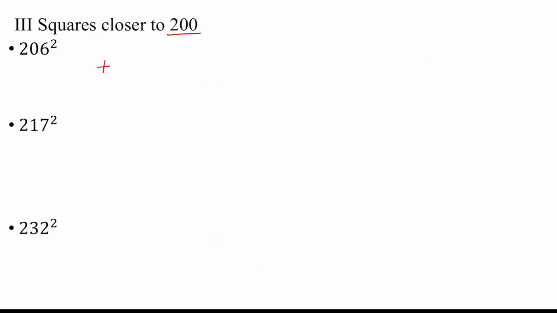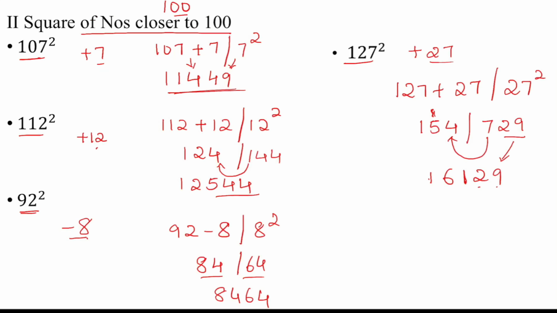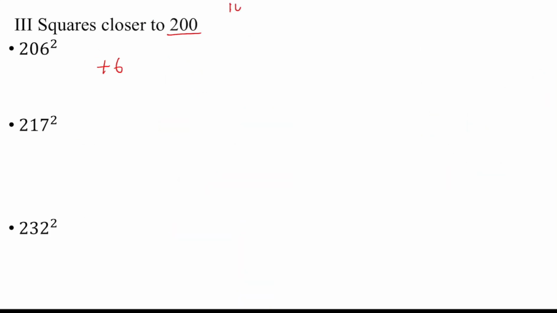It is 6 more than 200. Now all the squares from 100 to 900, the method is the same. Only below 50 the method was different, where we used to take 25 and add or subtract from 25, but for all the numbers from 100 to 900 the method remains the same.